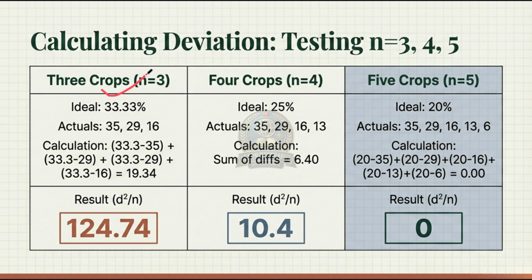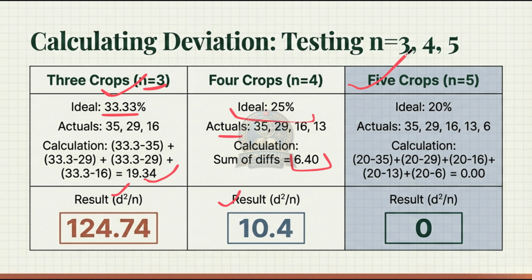Similarly, 3 crops, n is equal to 3. Ideal 33.3%, actual 35, 29 and 16%. Calculation: 33.3 minus 35 plus 33.3 minus 29 plus 33.3 minus 16 is equal to 29.34. Okay, result d square divided by n is 124.74. 4 crops, n is equal to 4, ideal percentage is 25, actual percentage 35, 29, 16 and 13. Calculation: sum of differences 6.40 and result is 10.4.